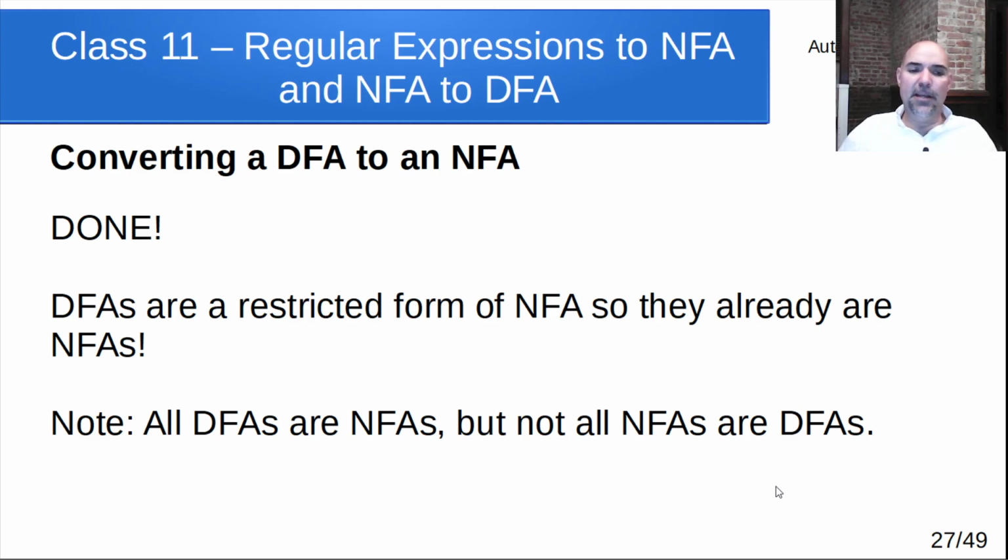So DFAs are already NFAs. So note that all DFAs are NFAs, not all NFAs are DFAs. So a DFA is a restricted form or subset of an NFA, if we make the transition function with more restrictions, with no lambdas and no multiply defined edges, then we have a DFA.